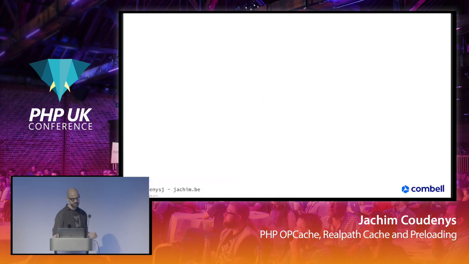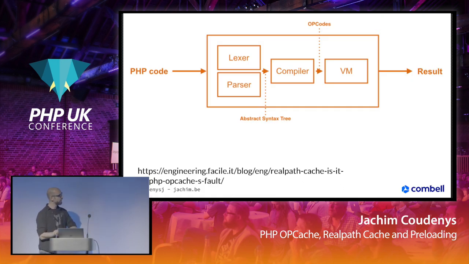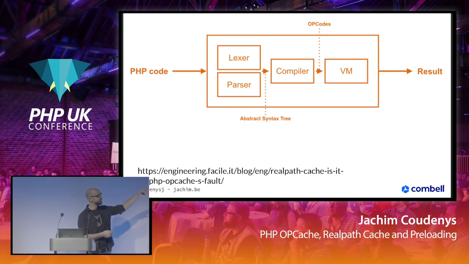So a basic PHP request looks like this. We have the PHP code, and we want to execute that code. First of all, we have a lexer and a parser, which creates tokens. Those tokens are then available as an abstract syntax tree, and then we can use them in the compiler. The compiler will generate opcodes, and those opcodes will go into a specific VM for a specific operating system, and then will be executed to produce the results.